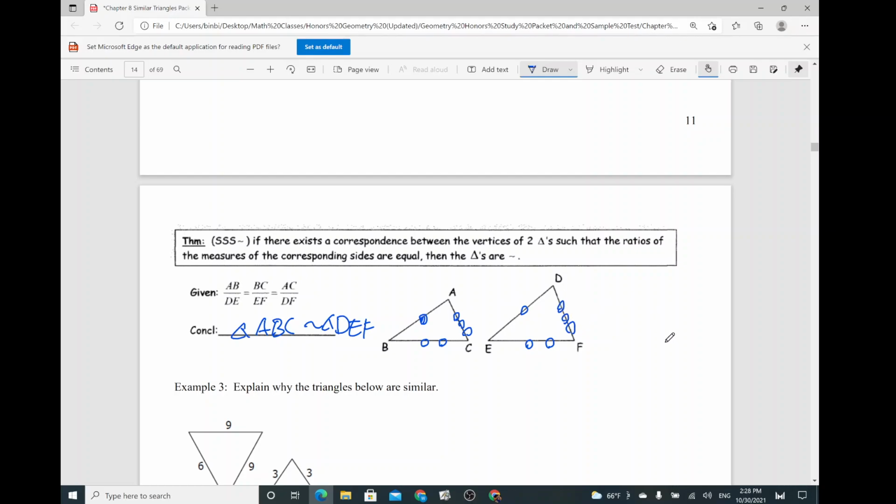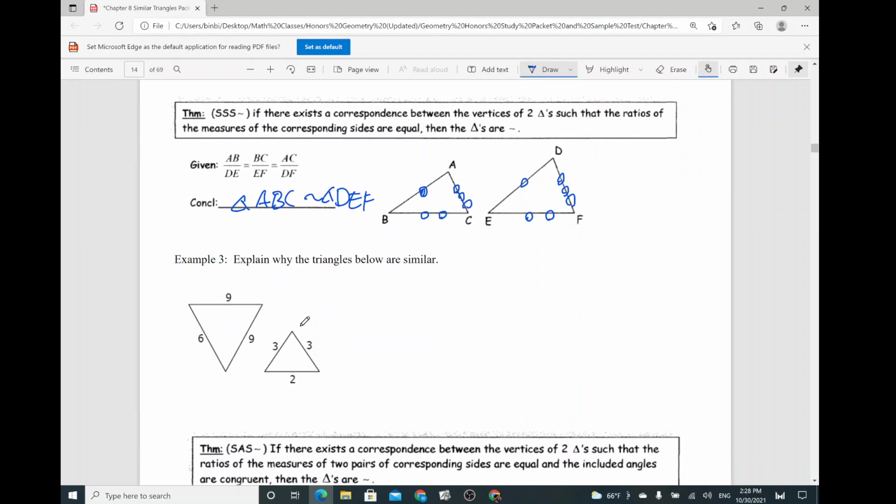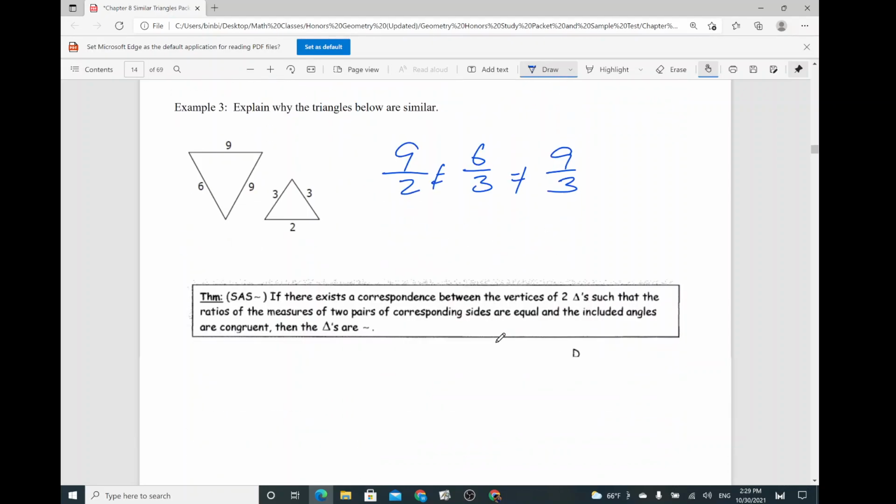Okay? So explain why the triangles below are similar. Compare the base, so 9 versus 2, so 9 over 2, and then the side length. This one is 6 over 3, and the other one is 9 over 3. Well, obviously they're not equal, so therefore these two triangles are not similar.